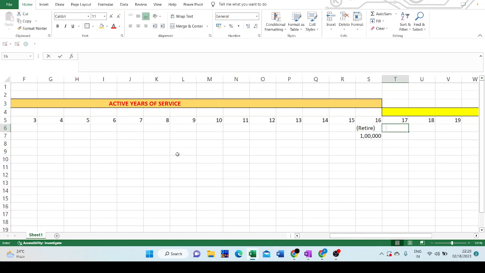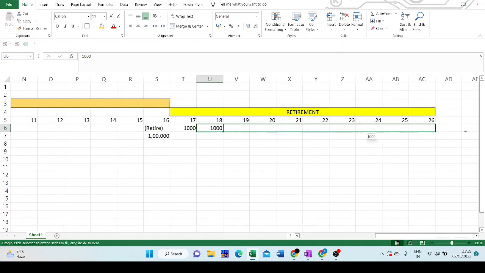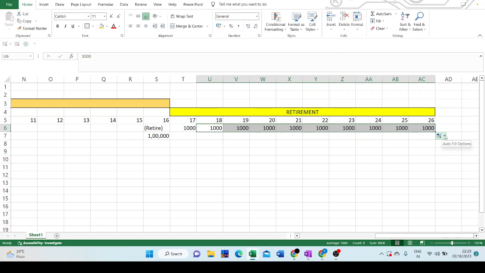Guys, what is the pension benefit? Basically 100,000 into number of years of service into benefit factor, that is 1,000, right? So he'll receive $1,000 every year, 1 year after he retires, till the next 10 years, right? Because he's expected to live for 10 years after retirement.